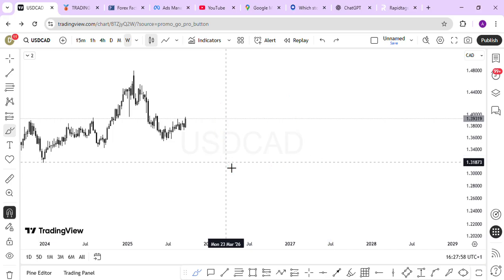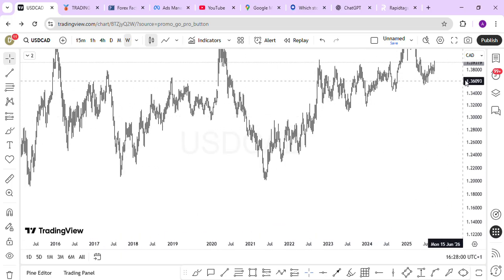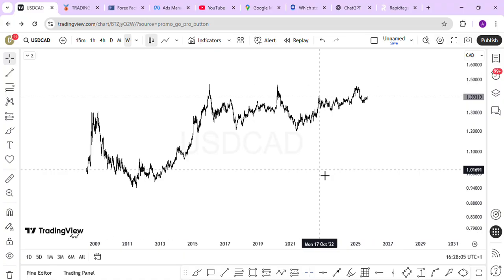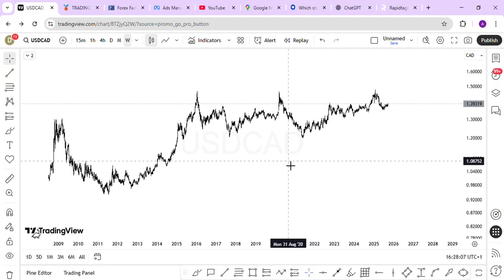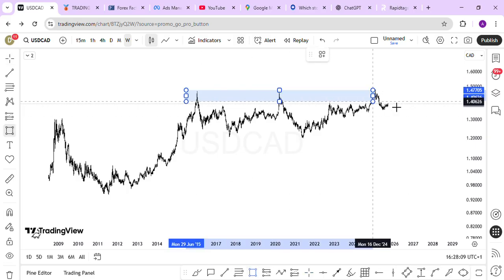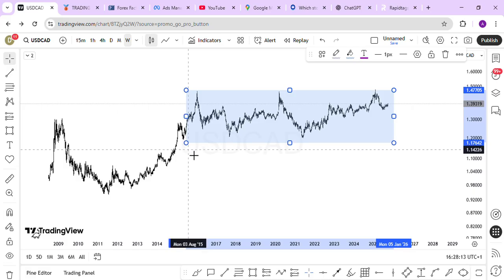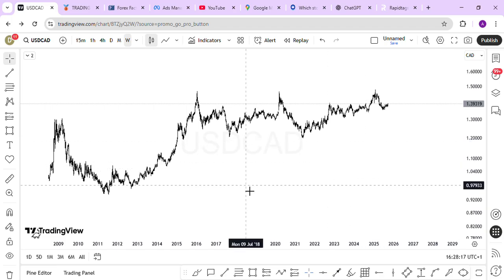As you can see, the weekly time frame is telling us bullish momentum. Some people will still say this is a consolidation, but this has been happening since 2015, so you see there is a very big consolidation. But it depends on the perspective.